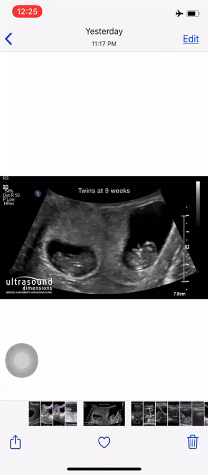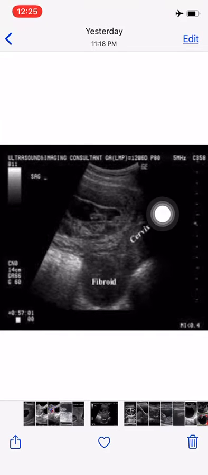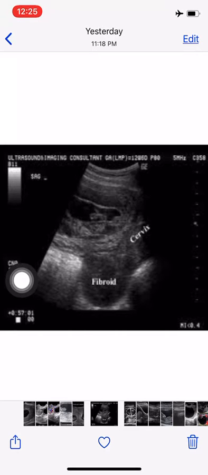Other point, to detect relevant maternal abnormalities مثل fibroids أو ovarian cyst أو pelvic masses. هذه كلها ممكن نشوفها. وهذه example. This is pregnancy and this is fibroid. This is the cervix. There is a fibroid beside the gestational sac.